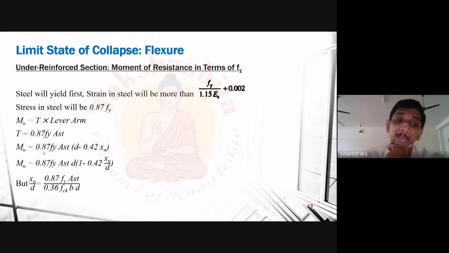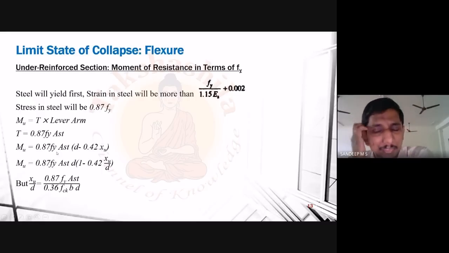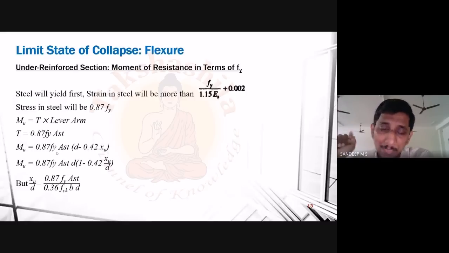Therefore, Mu will be equal to the total tensile force, that is 0.87 Fy Ast, into d minus 0.42 Xu. This is nothing other than the lever arm. We have seen that the lever arm will be equal to d minus beta times our neutral axis depth. So substituting these, I get d minus 0.42 Xu. Now, as you have seen in the case of the neutral axis also, we usually express that in terms of the effective depth. We have expressed the neutral axis as Xu by d, right?